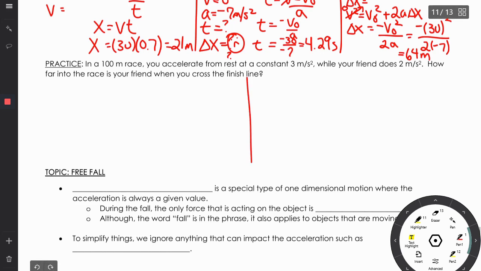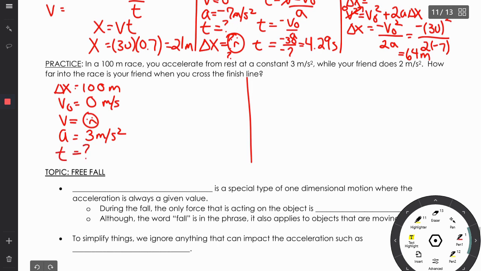All right, so I'll split the board. So we're going to say, okay, I have my delta x for me, which is 100 meters. You start from rest, right? So you start from 0 meters per second. You don't care about your final velocity, it doesn't ask us. We're given the acceleration. And we need to find how long it takes us to do this.